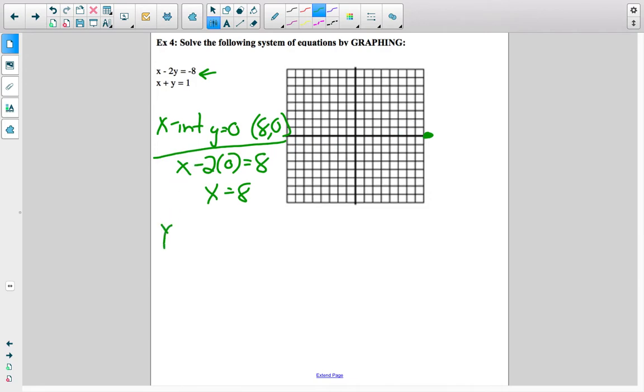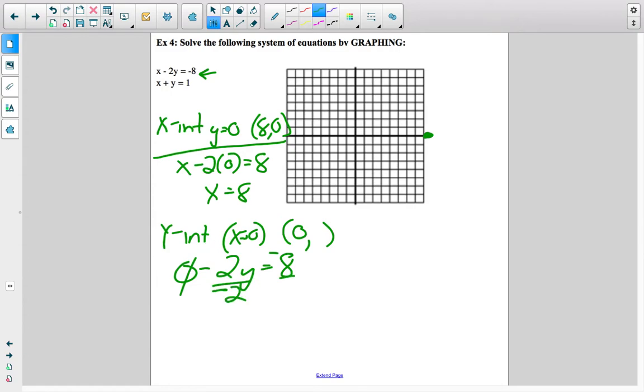To get the y-intercept, I'm going to plug 0 in for x. When x is 0, what is y? Let's find out. So 0 minus 2y equals -8. I don't really need to undo that 0. It's nothing. I just need to divide by -2. So I get y equals 4. When x is 0, y is 4.